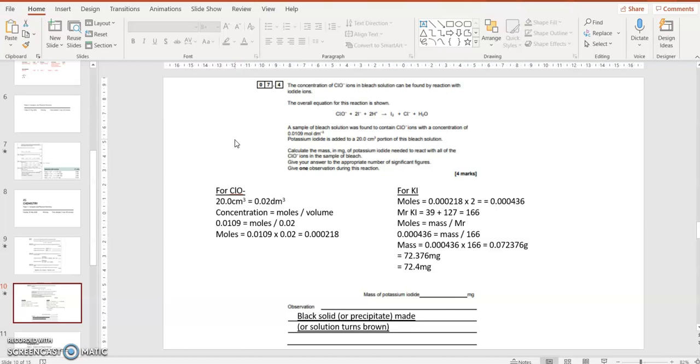Concentration of ClO ions in bleach can be found by a reaction as follows. What is the observation? I'm not going to go through the calculation. I'm going to go through what is the observation. Well, I make iodine. Iodine's a black solid. Remember, fluorine's a colourless or very, very pale yellow gas. Chlorine's a green gas. Bromine is a brown liquid or a brown solution. If you put it in water, it's bromine water. And iodine is a black solid, or you could say it dissolves and goes to a brown colour, but a black solid's fine for iodine.